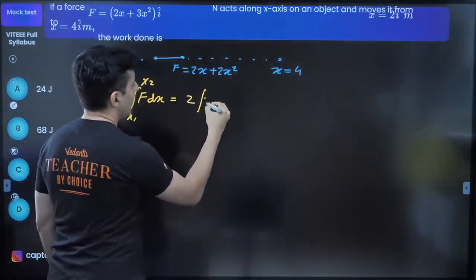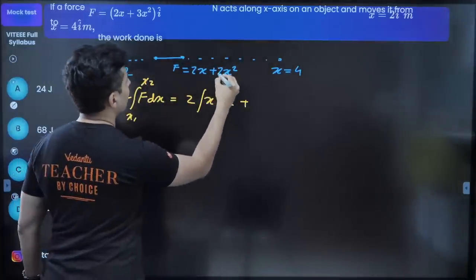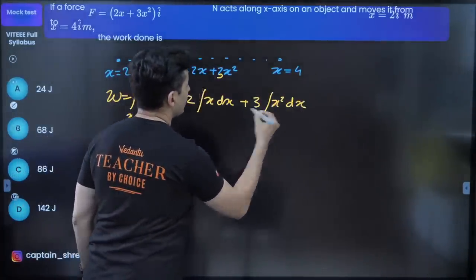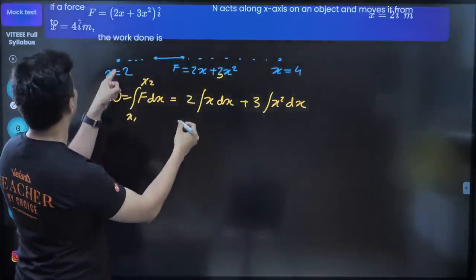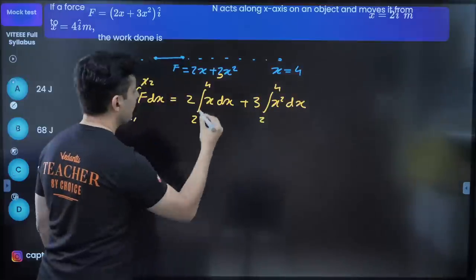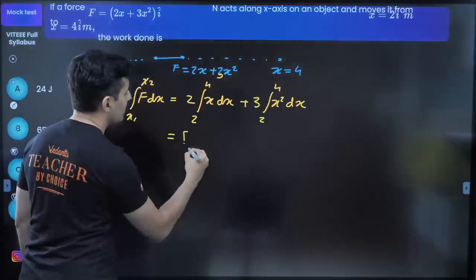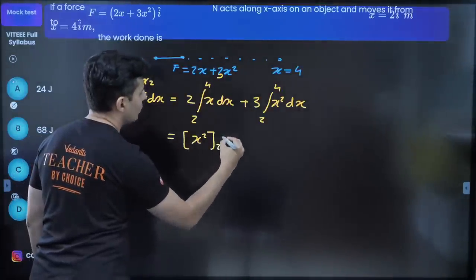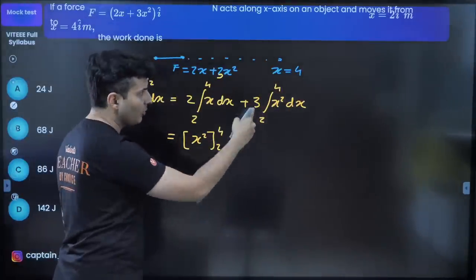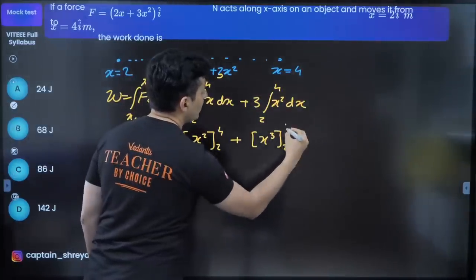So the integral of 2x dx plus, oh, I think it is 3, 3x square dx, with limits from 2 to 4. So integration of x is x square by 2. 2, 2 cancels, so only x square remains, with limits 2 and 4. X square's integration is x cube by 3. 3, 3 cancels, so it will be x cube itself, with limits 2 and 4.